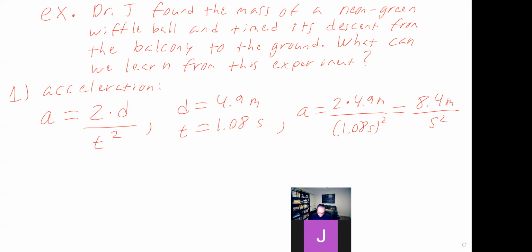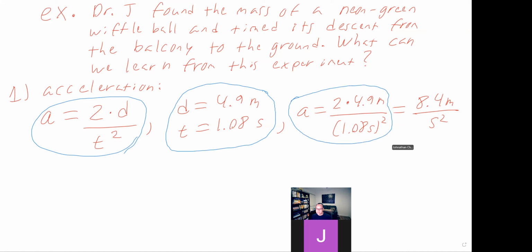Okay, so we know that our formula is acceleration a equals 2 times the distance of the drop, all divided by the time squared, the time of the drop squared. We already knew that the distance was 4.9 meters, but from my experiments, I found that the wiffle ball had an average drop time of 1.08 seconds. So plugging the numbers in, we have 2 times 4.9 meters divided by 1.08 seconds, quantity squared, equals 8.4 meters per second squared.